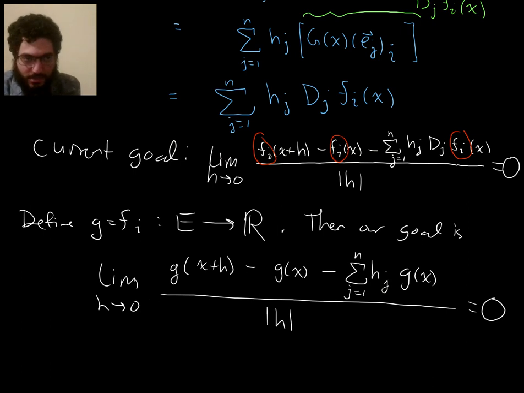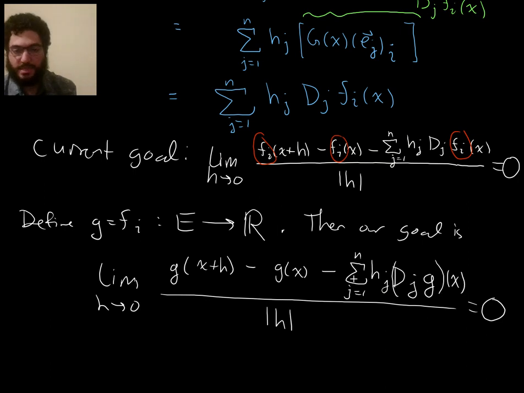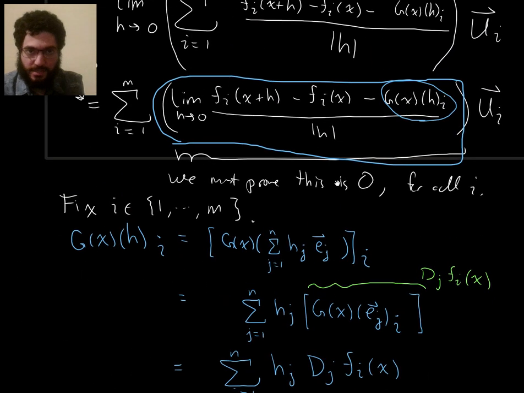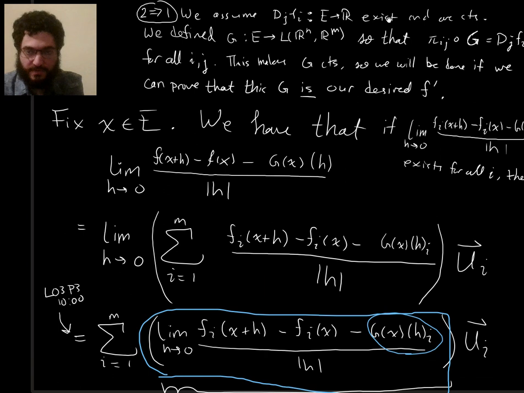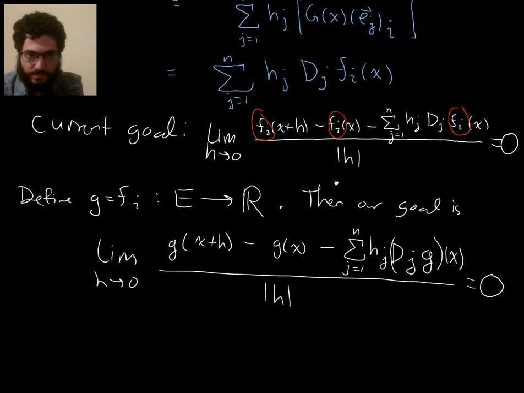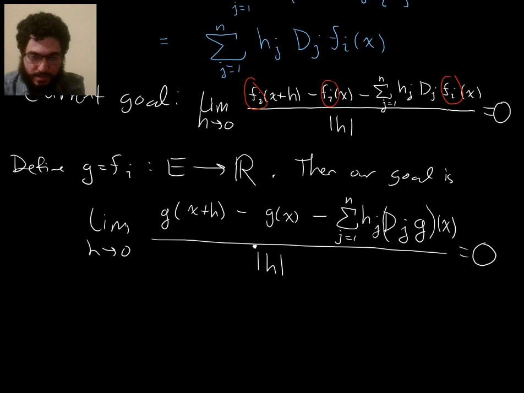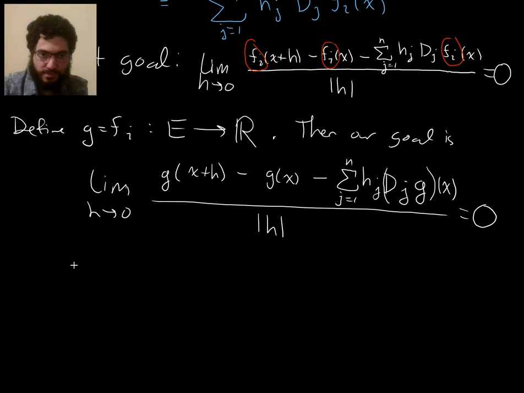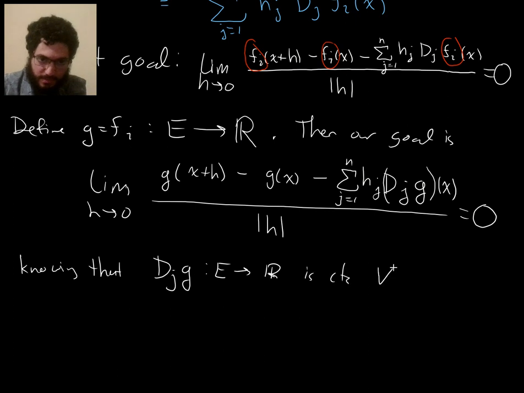So this is our goal, and this little g I think is a little bit easier to actually work with. And what in the world happened here? This should have said d_j g of x. Okay, so now it's just a statement about g. And remember our assumptions. Our assumption at the very beginning is that all partials of f exist and are continuous. So down here, what we know about g is that these partials are continuous. So our goal is to do this knowing that d_j g, which is a map from E to R, is continuous for all j.